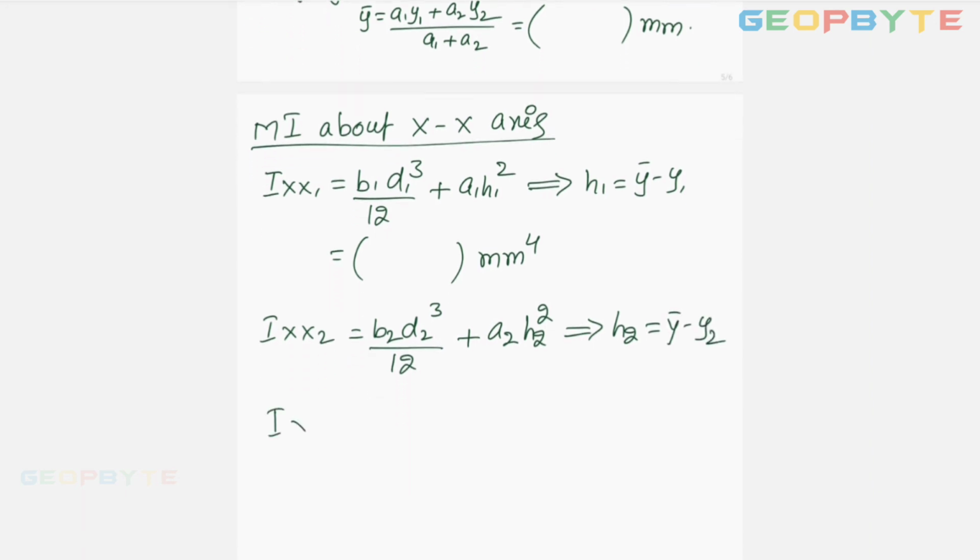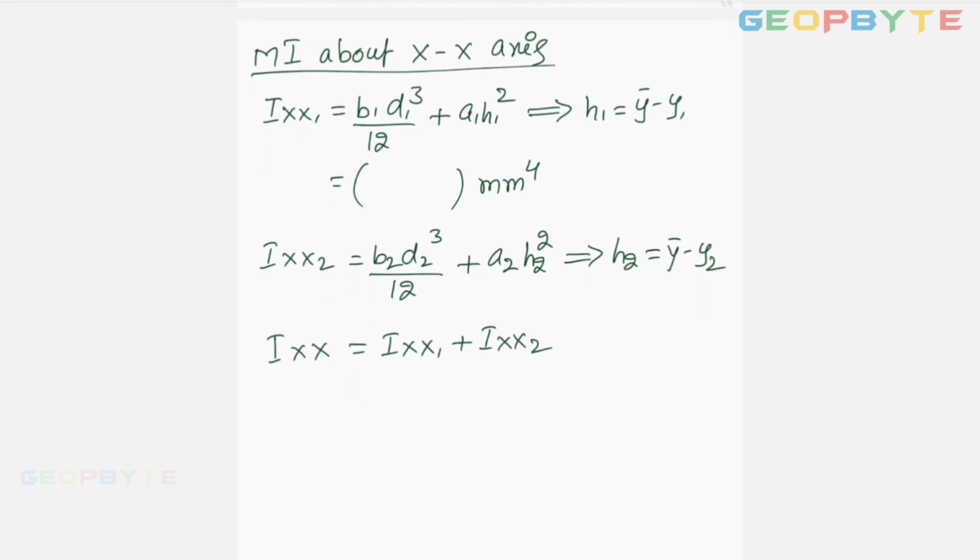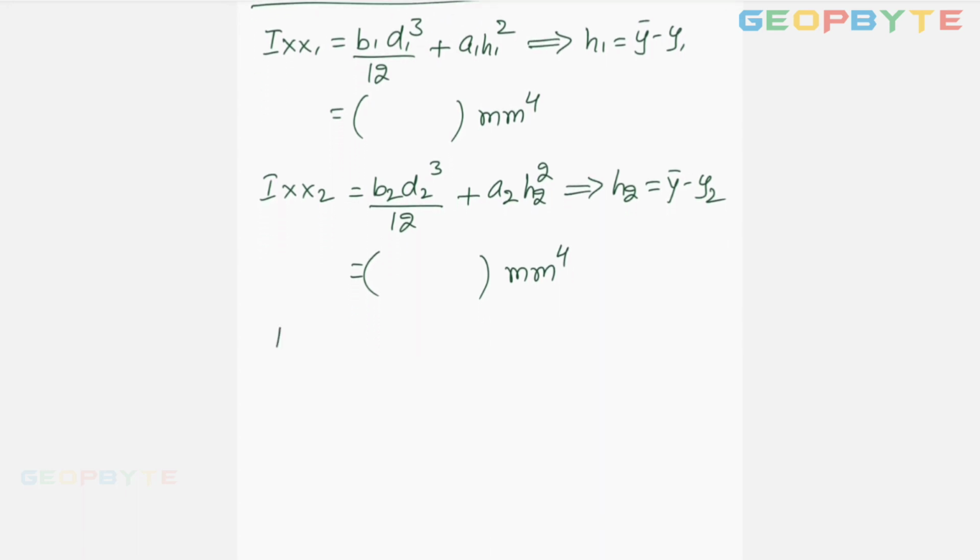Then total moment of inertia about x axis, Ixx equal to Ixx1 plus Ixx2. You put these values. I'll write the same step once again. Here you substitute all the values for getting in mm power 4. You try to simplify it. Ixx equal to Ixx1 plus Ixx2. You substitute all values for getting in mm power 4.